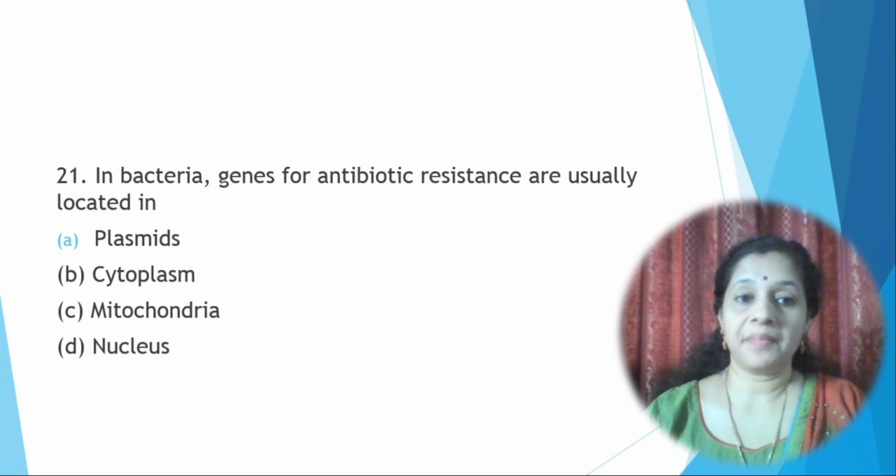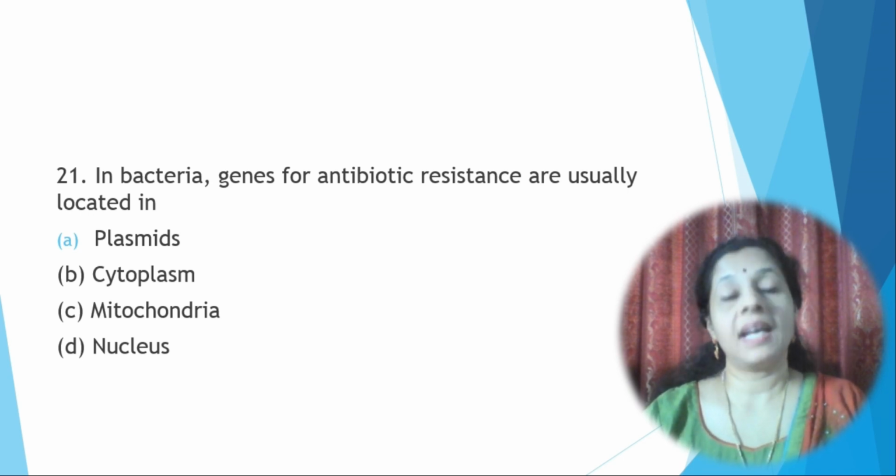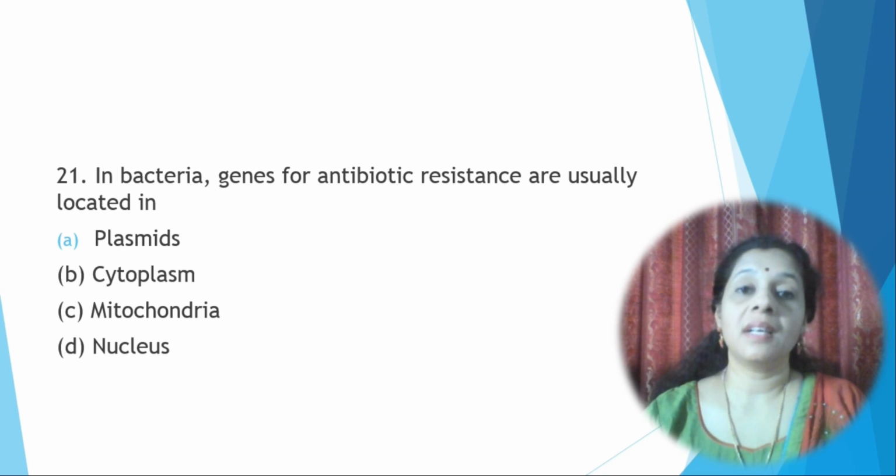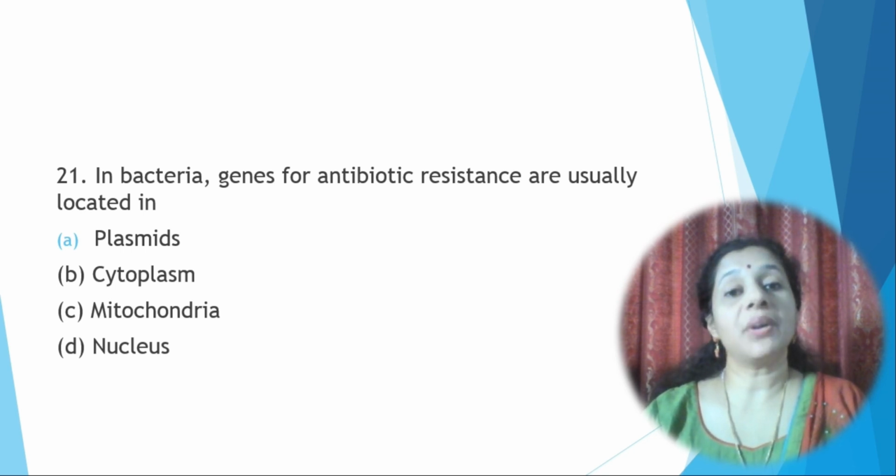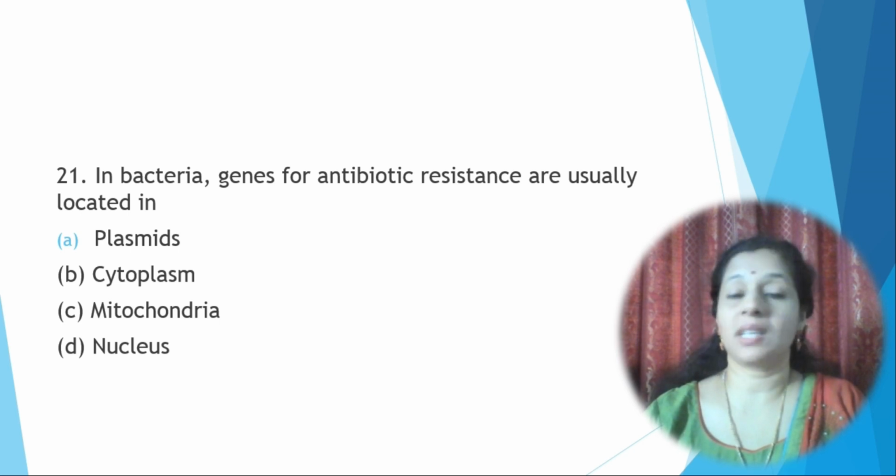In bacteria, genes for antibiotic resistance are usually located in. Bacteria have circular DNA which are self-replicating extrachromosomal. They are called plasmids. Plasmid provides antibiotic resistance to bacteria. So here correct answer is A.